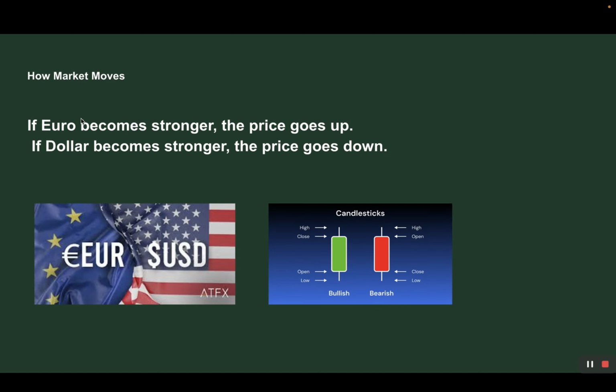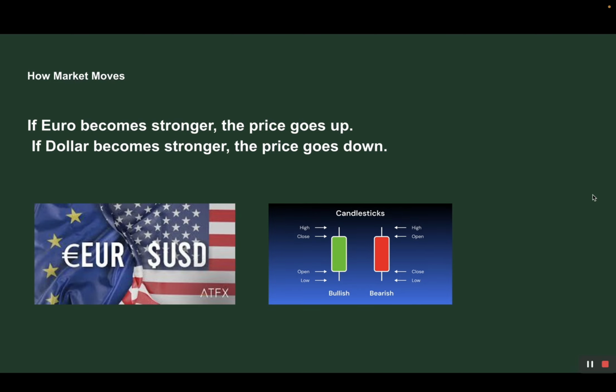How does the market move? Can you see how the market moves? If euro becomes stronger, the price goes up. If dollar becomes stronger, the price goes down. I've already shown you on that chart. You can see this is green, green, green. If euro becomes stronger, the price goes up. If dollar becomes stronger, the price goes down.